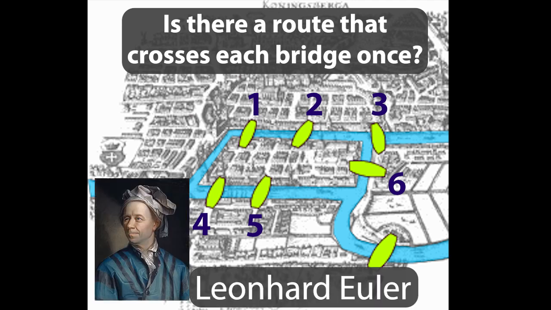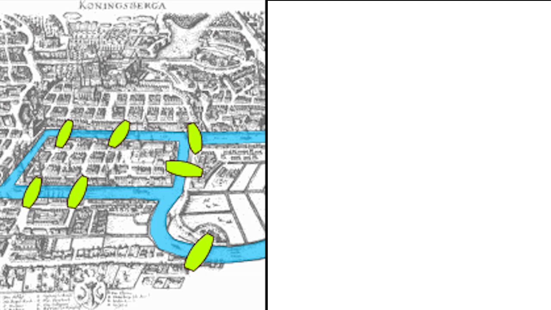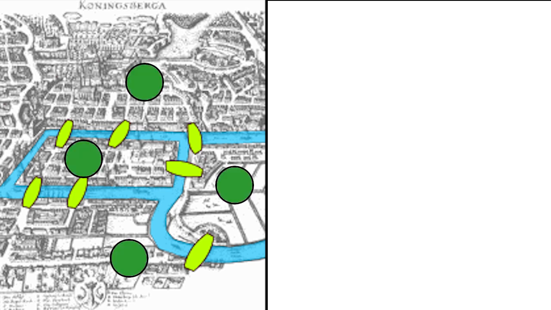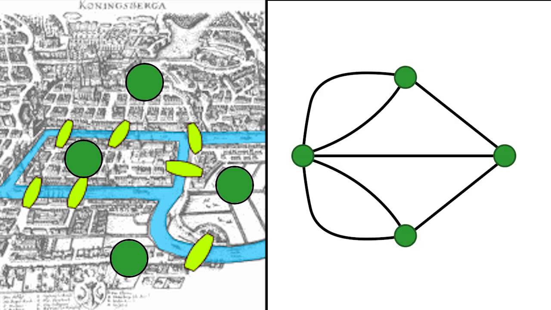This question caught the attention of a famous mathematician named Euler. He made an important realization. It really doesn't matter what path you take when you're not on a bridge. So we can represent each chunk of land as a node and each bridge as a connection between nodes, which we'll call an edge. We call this collection of nodes and edges a graph, and it represents in an abstract way the connections between different objects.